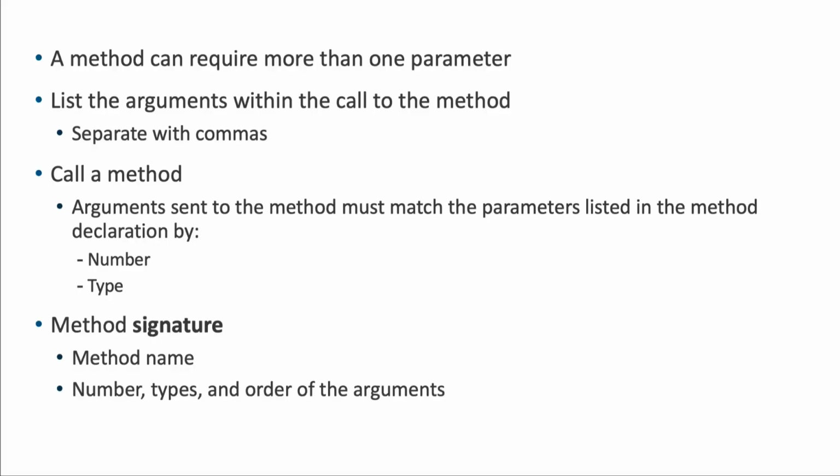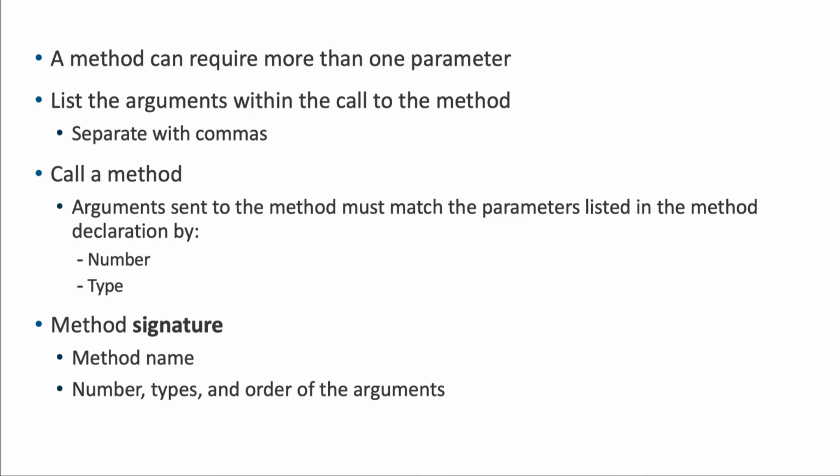Okay, let's quickly review. A method can require more than one parameter. You will list the arguments within the call to the method and you separate them with commas. When you call the method, arguments are sent to the method and they must match the parameters list in the method declaration by number and type.